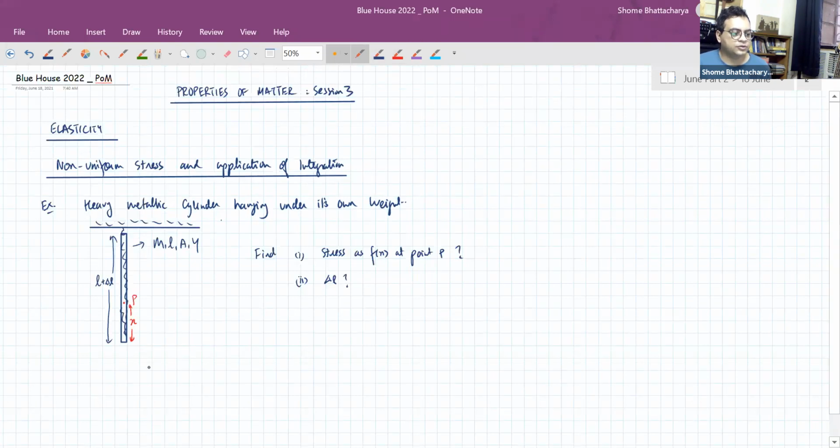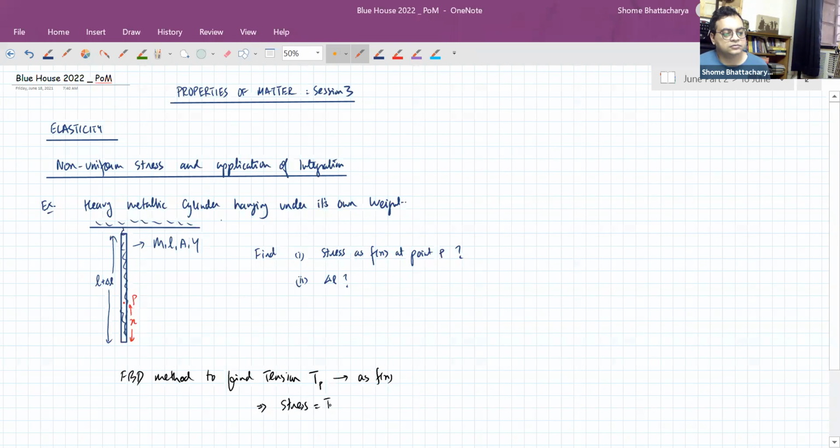So the method we apply over here is the free body diagram method to find tension T at the point P as a function of x. And from that we'll find stress, again as a function of x.